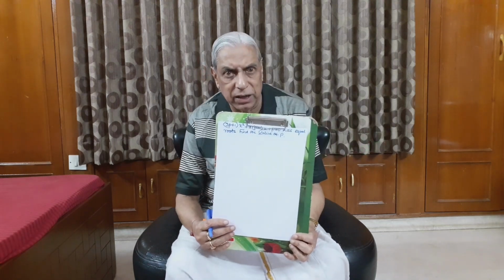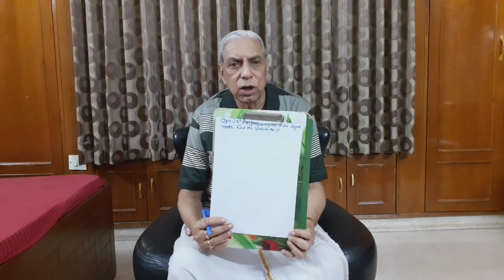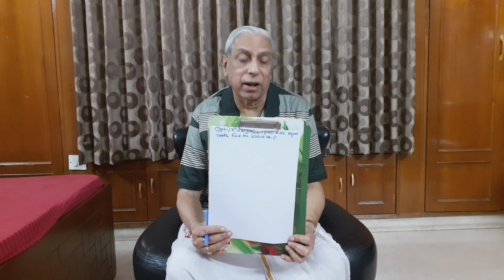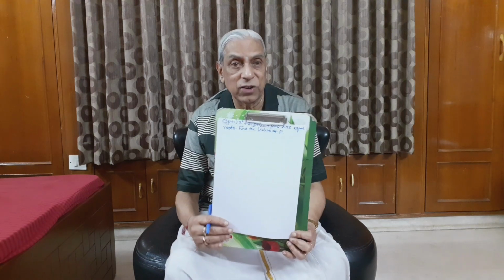Again I read the equation. 3p plus 1 into x squared plus 2 times p plus 1 into x plus p equals 0 has equal roots. This equation has equal roots. Find the value of p. Same thing there. So what is the first step? You have to write down the equation as it is.